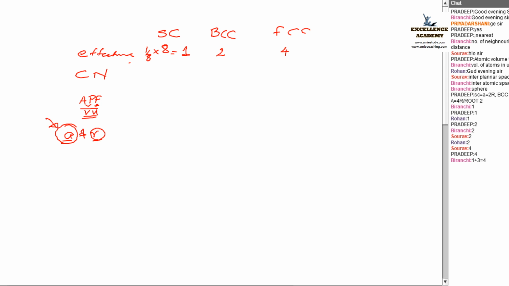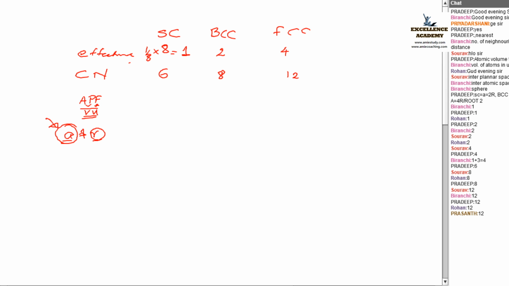Coordination number of a simple cubic structure is 6. On the same plane 4 is there, top and bottom 2 is there, hence 6. In the case of a body centered cubic structure, the coordination number is 8. We take the middle atom to check the coordination number. Top 4 is there, bottom 4 is there, hence 8. In the case of FCC, the coordination number is 12. We take the face atom, on the same plane 4 atoms, top plane 4 atoms, bottom plane 4 atoms, hence 12.